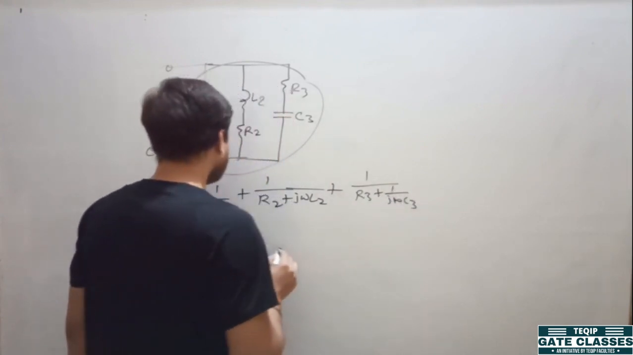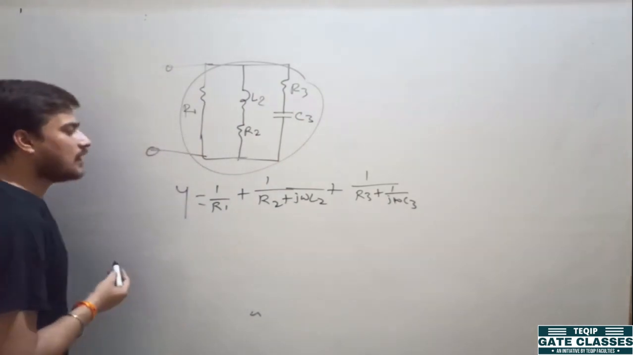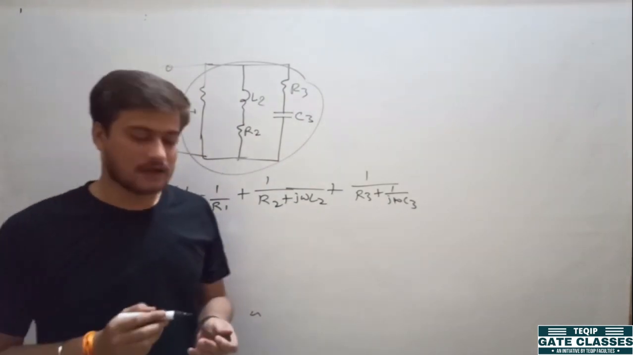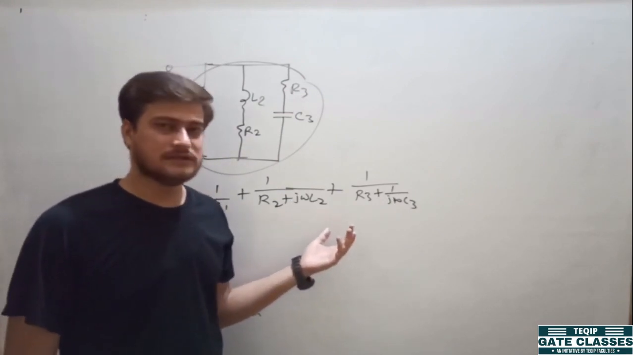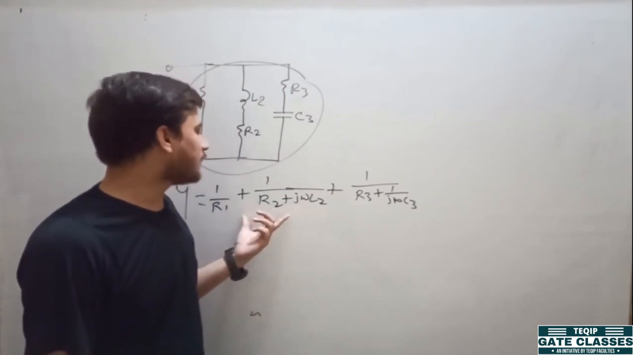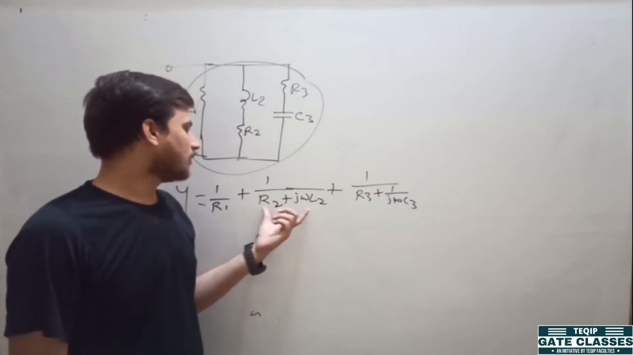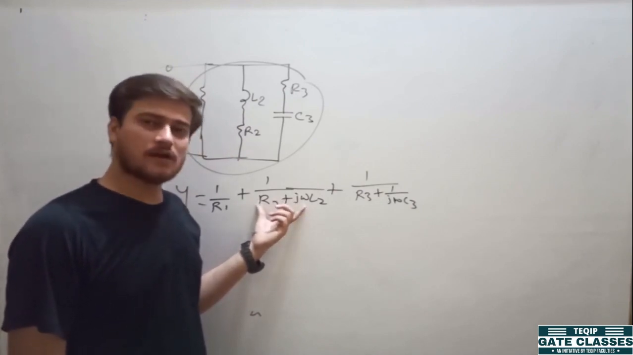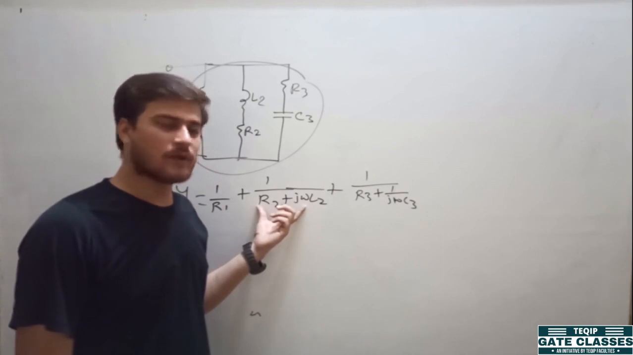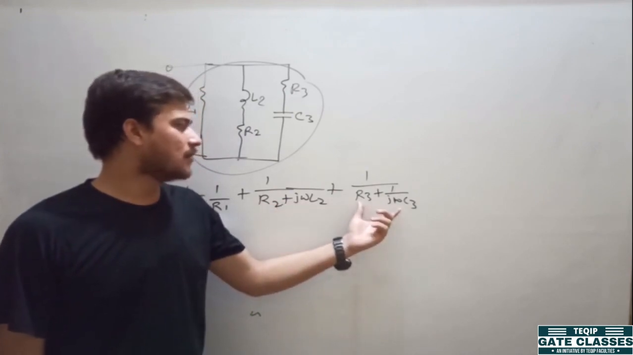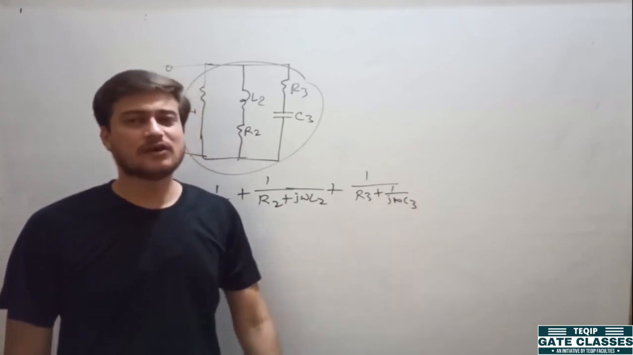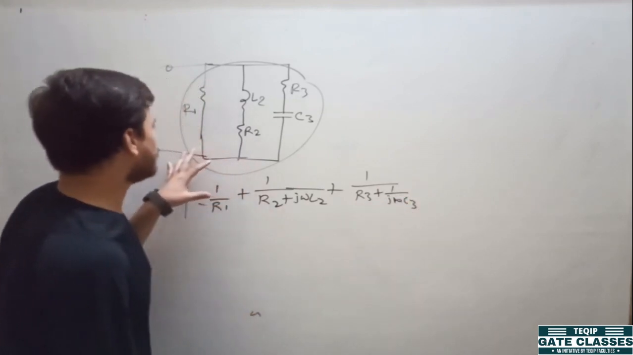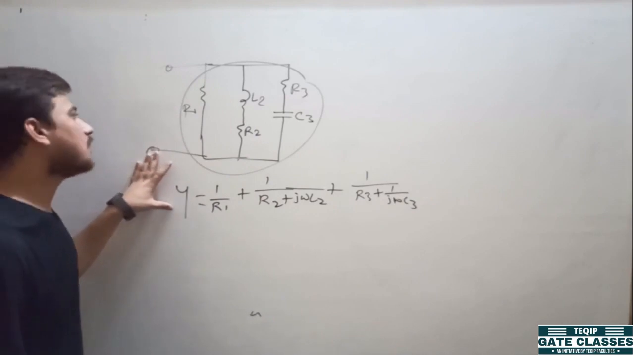So you will simplify and you will make the imaginary terms equal to 0. That means to simplify this expression, you multiply the denominator and numerator by R2 minus j omega L2. Here you will multiply by R3 minus 1 by j omega C3. So in this way you can solve the parallel type of branches.